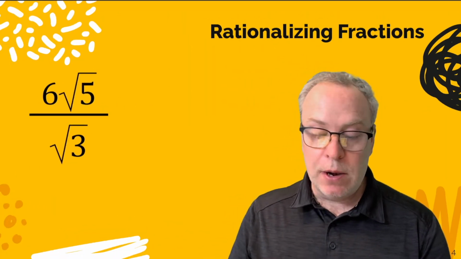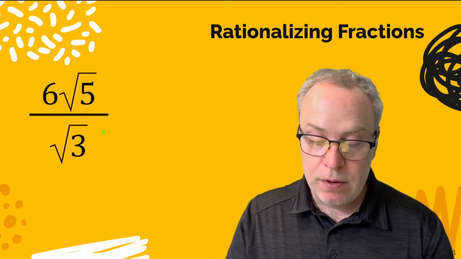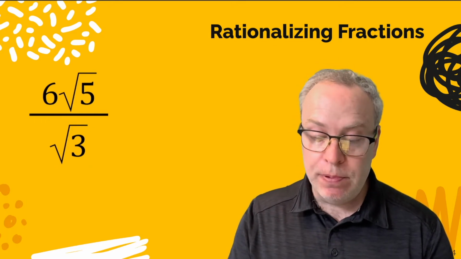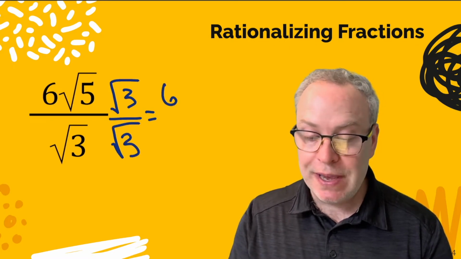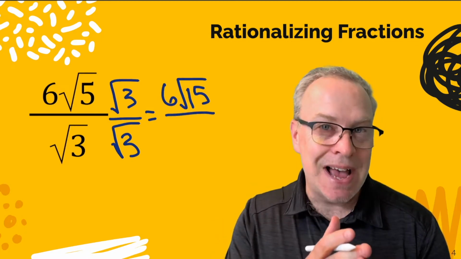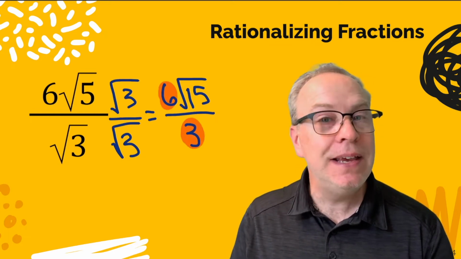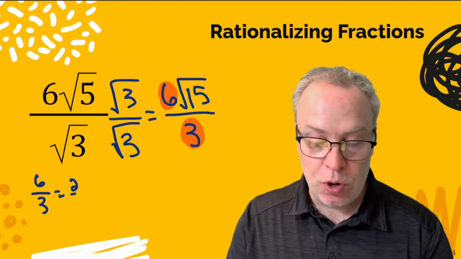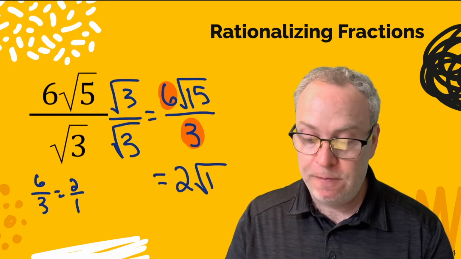Here we have 3 things going on. We've got the number 6 outside the radical 5 all over radical 3. Again, the radical 3, that irrational number in the denominator, is the problem here that we need to deal with. So we're going to multiply by radical 3 over radical 3. We multiply straight across, we get 6 radical 15 all over, and then remember 3 times 3 is 9. The square root of 9 is 3. Remember earlier I said don't forget to look and see if you can reduce. Well, you guys know 6 over 3 is the same thing as 2 over 1, or just 2. So the final answer would be 2 times the square root of 15.